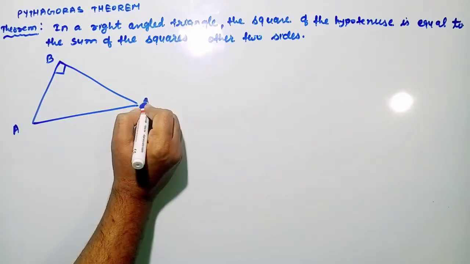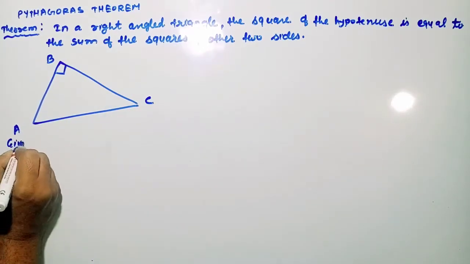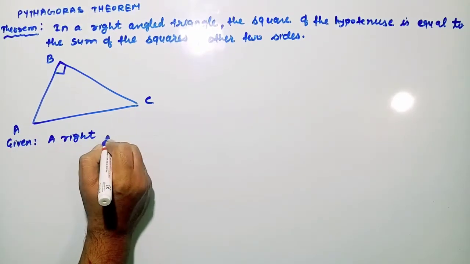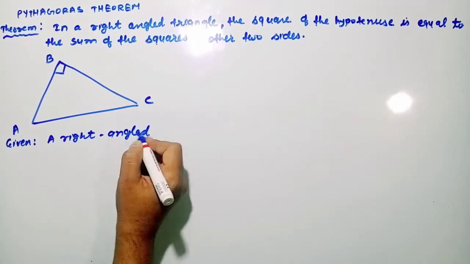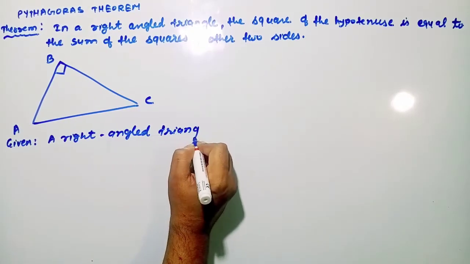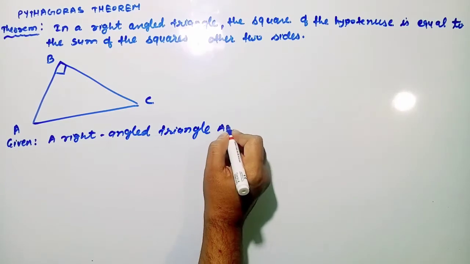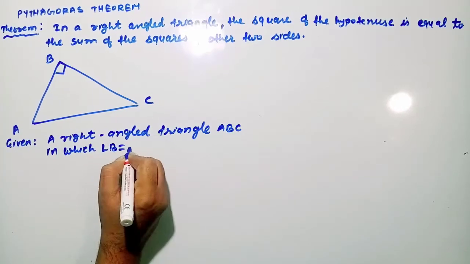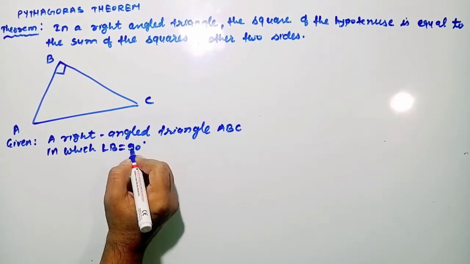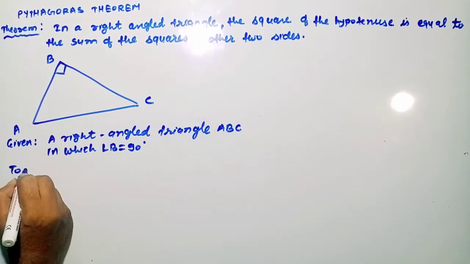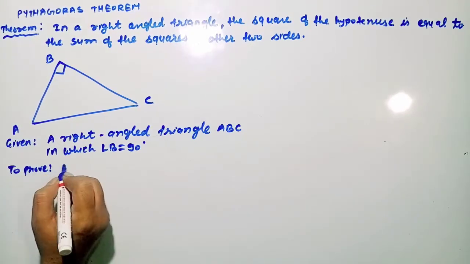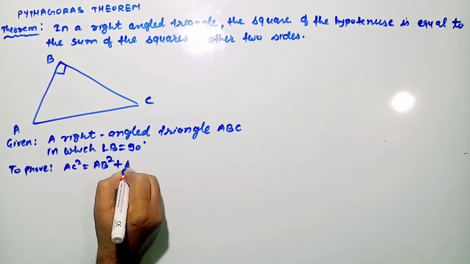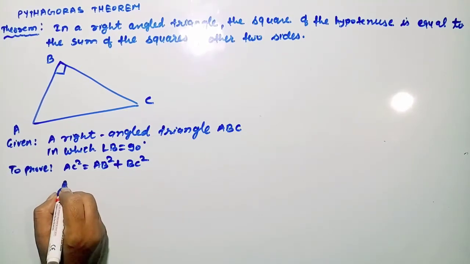So drawing a right angle triangle over here, triangle ABC, where angle B is right angle. Okay, so as per the statement, we can write in a right angle triangle, considering the right angle triangle is ABC, in which angle B is 90 degree, right? What we want to prove? We want to prove that square of hypotenuse means AC square is equal to sum of square of other two sides, means AB square plus BC square.